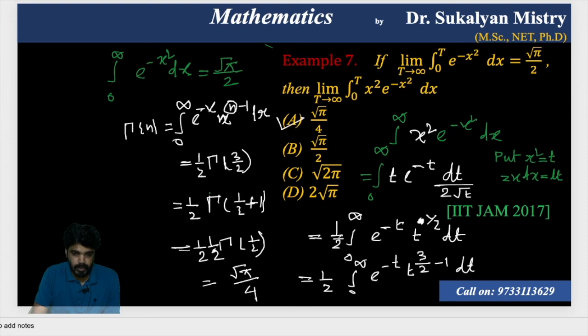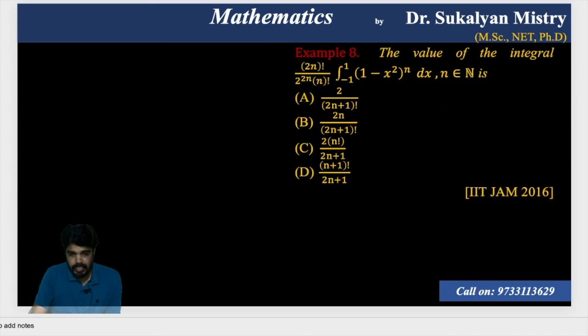So, next problem. The value of the integral 2n factorial divided by 2 to the power n factorial n, integration from minus 1 to 1 of 1 minus x square to the power n dx. This question was asked in IIT JAM 2016. So, we solve this problem by a trick.